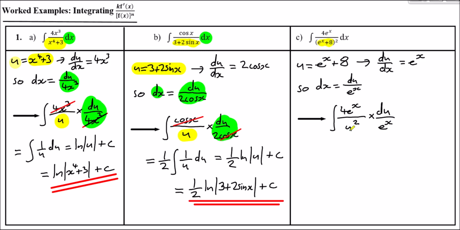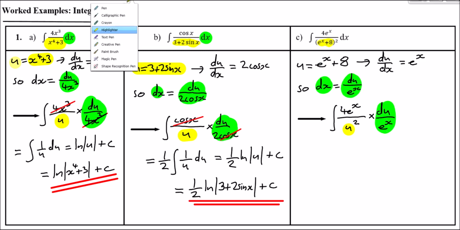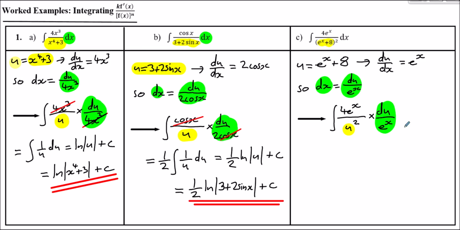So e to the x plus 8, that is u, and dx, we can say it's the same as du over e to the x. So again, we can simplify this quite a lot. So the e to the x will cancel on the bottom and the top, and so we're going to be left with, got that factor of 4, which I'll take to the outside.